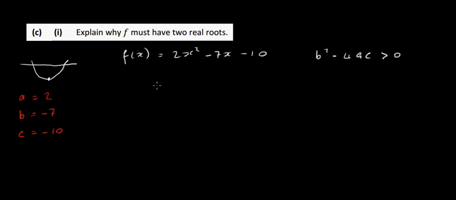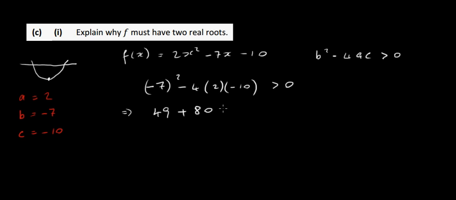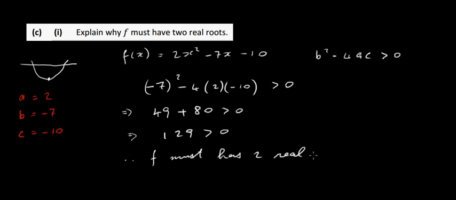So b squared is going to be minus 7 squared, minus 4 times a, which is 2, and then we've got c, which is minus 10. We want that to be positive. Looks like it will be anyway. Minus 7 squared here is going to be 49. Here we've got a minus times a plus times a minus, so that's going to be plus in total. And then we've got 2 4s, 8, and 8 10s, 80. And that you can see is 129, which is positive, so therefore f must have two real roots.